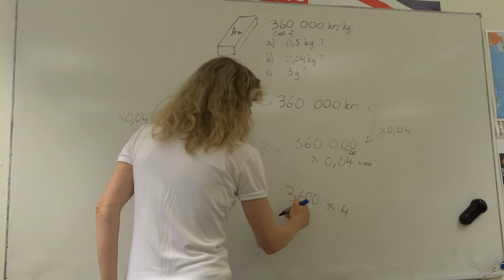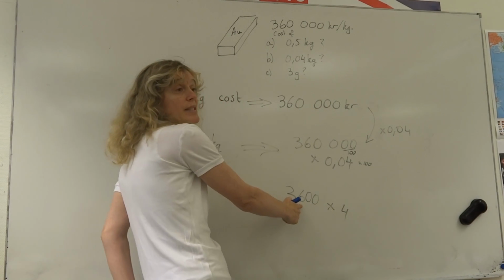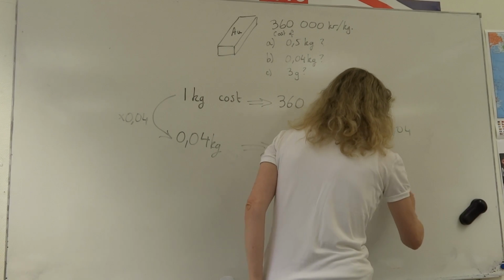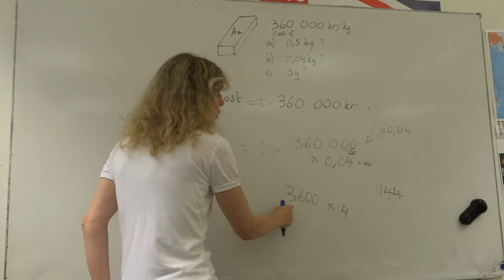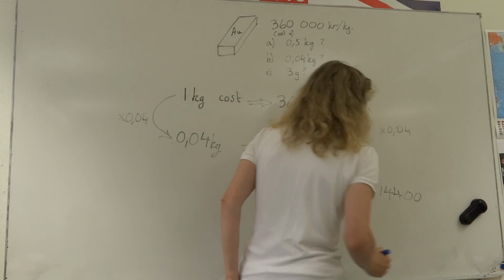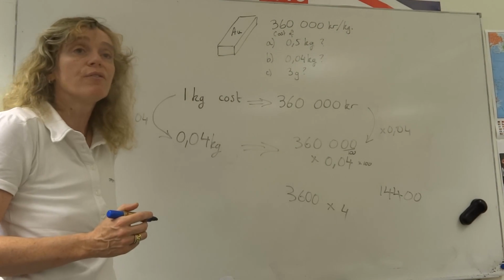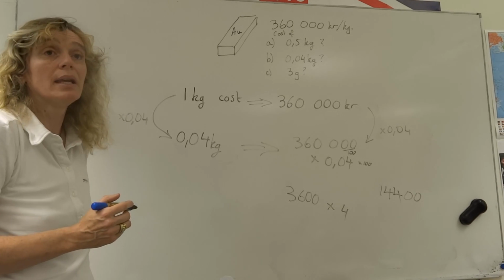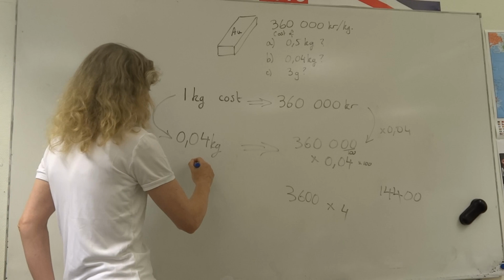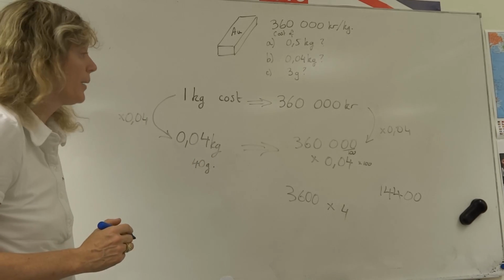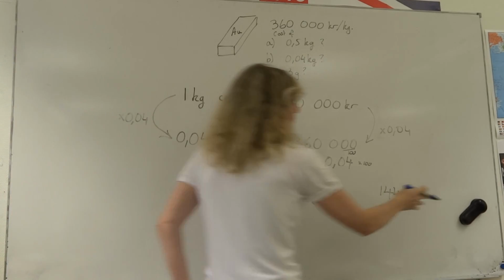So we get 36 doubled would be 72, 72 doubled would be 144. 144 would be 36 times 4, and then we've got our 2 zeros. So 14,400 kronas for 0.04 kilograms, which is the same as 40 grams of gold. Okay? So different ways of doing that.